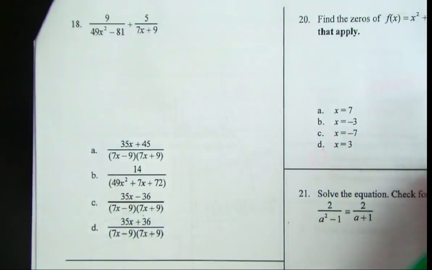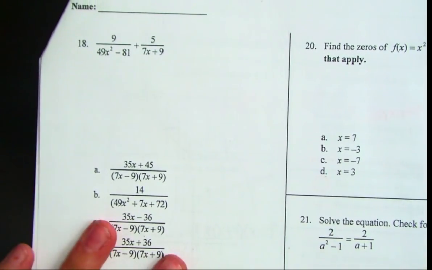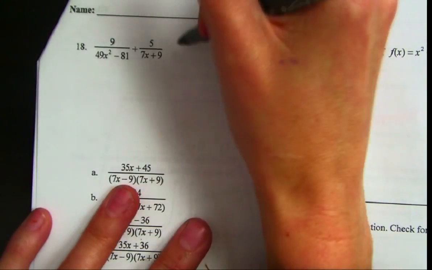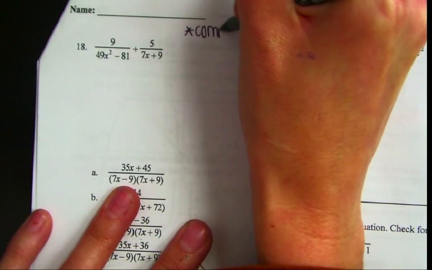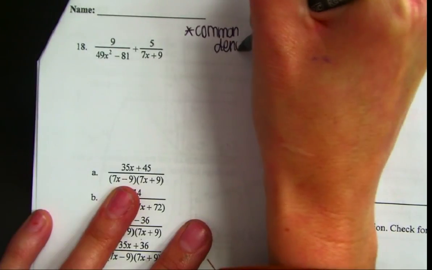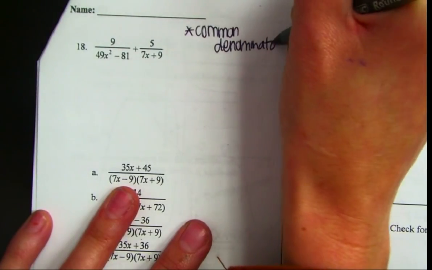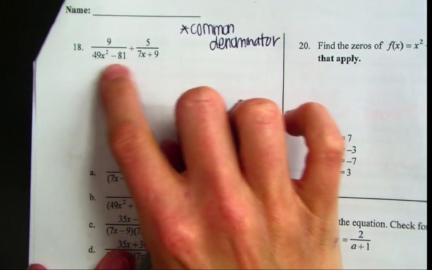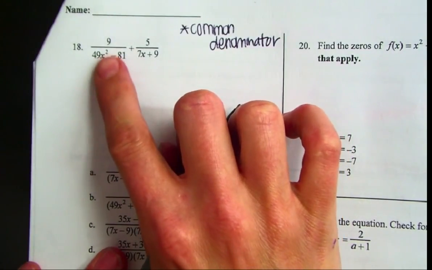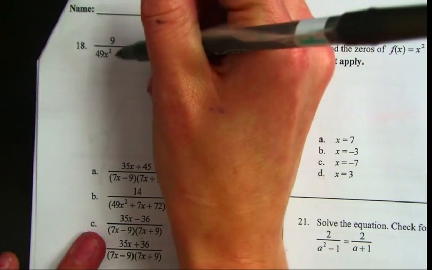Number 18, we're adding fractions again. So our procedure is to add using common denominators, which means the number on the bottom of the fractions needs to be exactly the same. So in order to figure out the common denominators, you're going to want to factor your denominator here first.